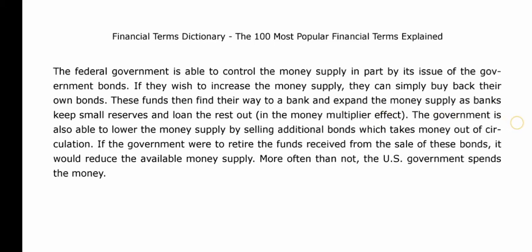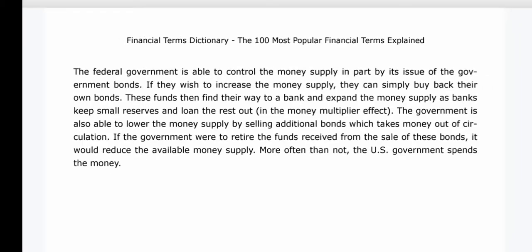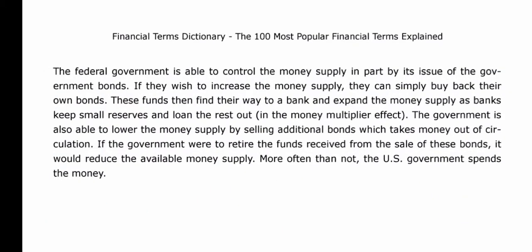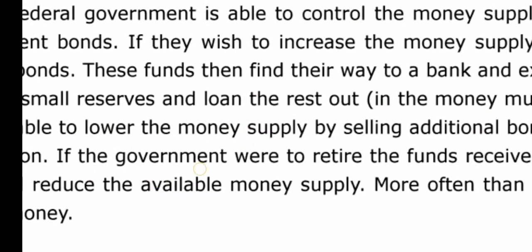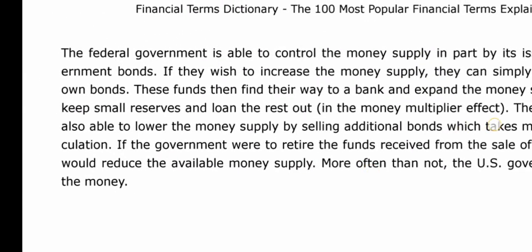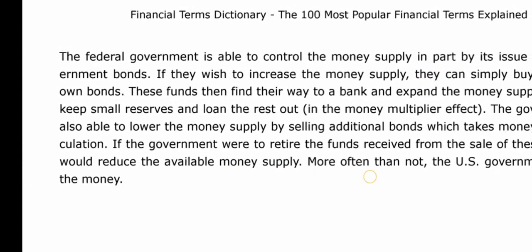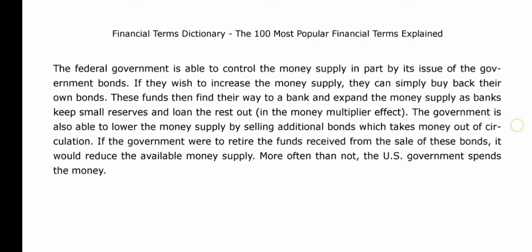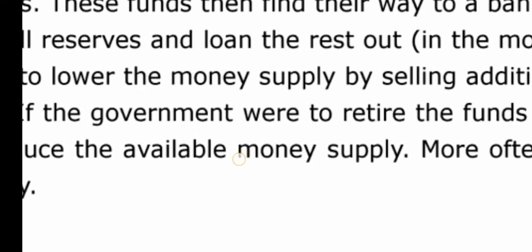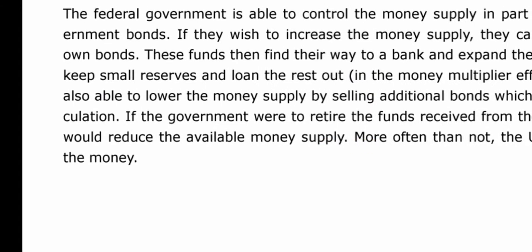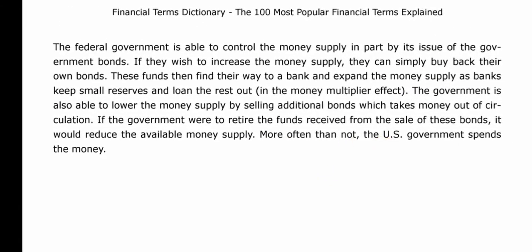The government is also able to lower the money supply by selling additional bonds, which takes money out of circulation. If the government were to retire the funds it receives from the sale of these bonds, it would reduce the available money supply. More often than not, the US government spends the money.